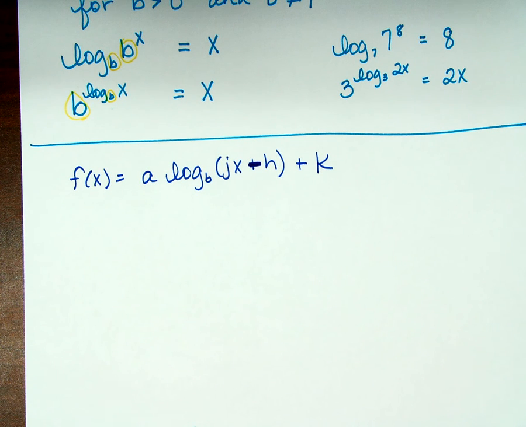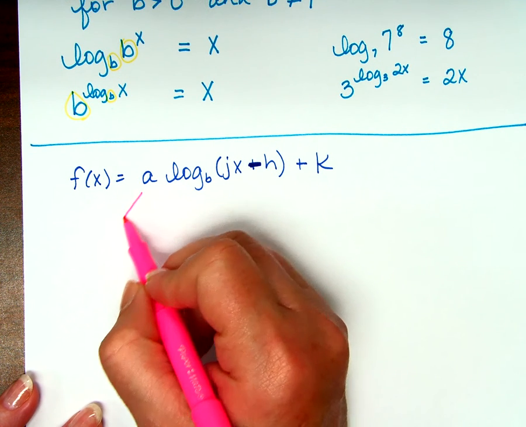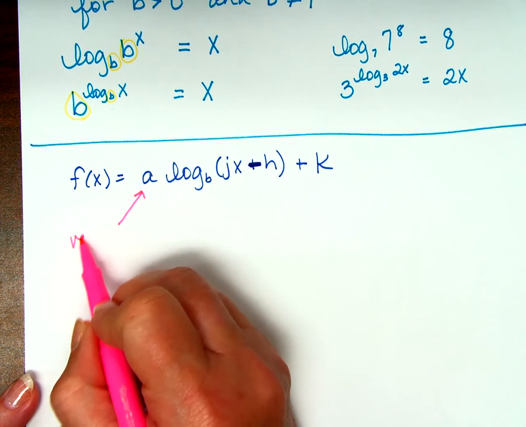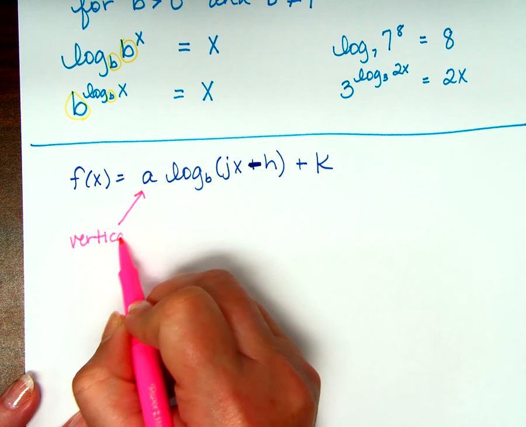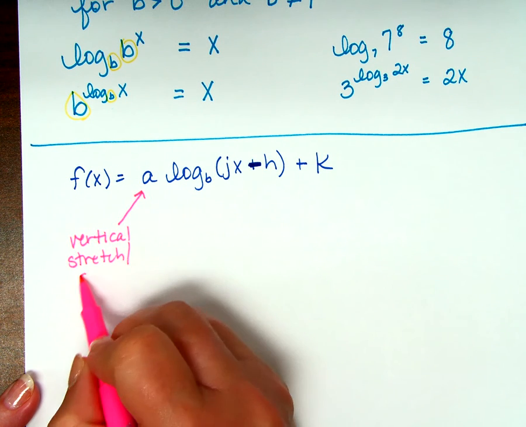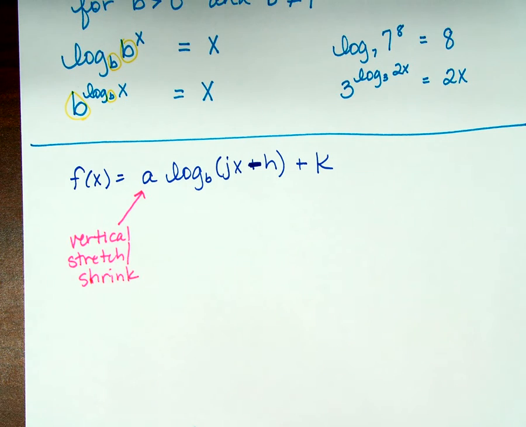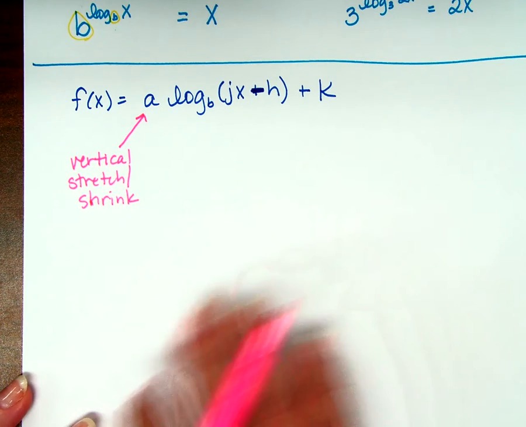Okay. So tell me what all this does. What's the a do? It is vertical stretch or shrink. Oh, what else could it also do depending on the sign of a?